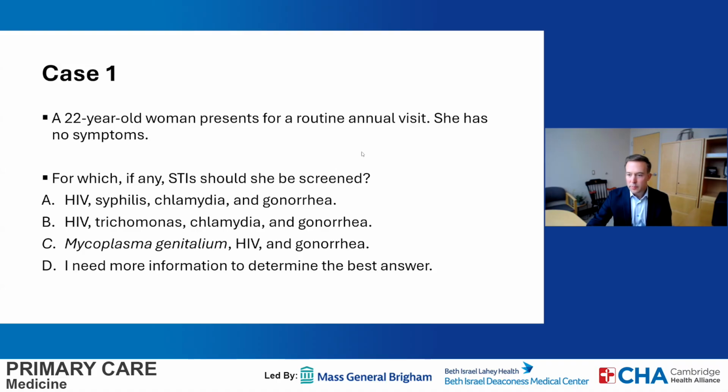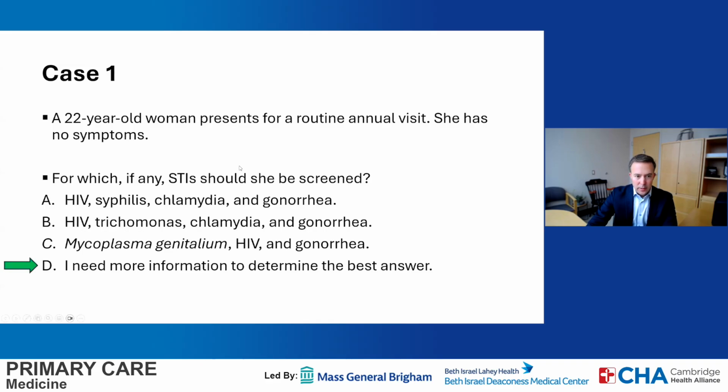Looks like we have about 13 people who voted so far. We'll wait for a few more votes to come in. Okay. So I'll share the results. It looks like 59% of you chose D, which is the answer that I would choose as well. And then smaller proportions chose A and B. I'm glad that no one chose C because we don't recommend screening for Mycoplasma genitalium.